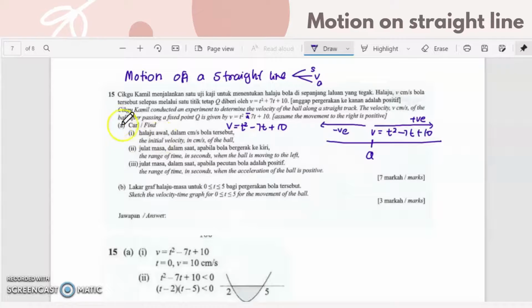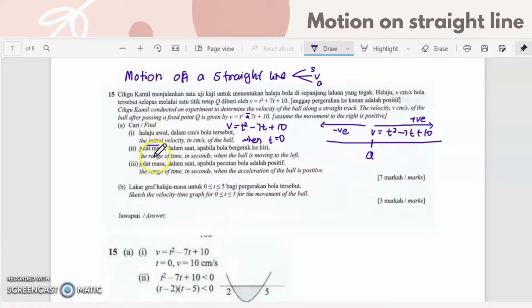So first question, find the initial velocity of the ball. So the initial velocity we will refer when t is equal to 0, means that before it moves. Okay, so when t is equal to 0, we substitute t equal to 0 into the equation v, and we get v equal to 10 centimeter per second.